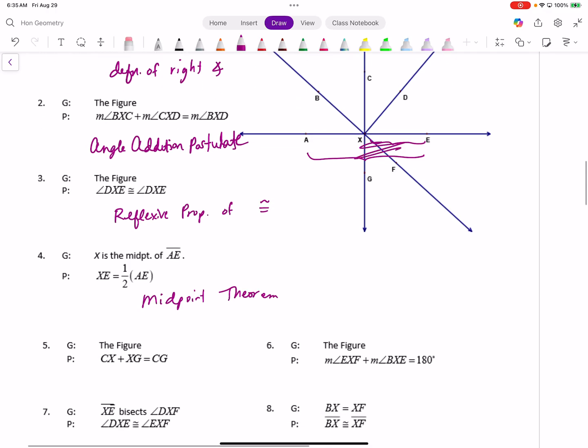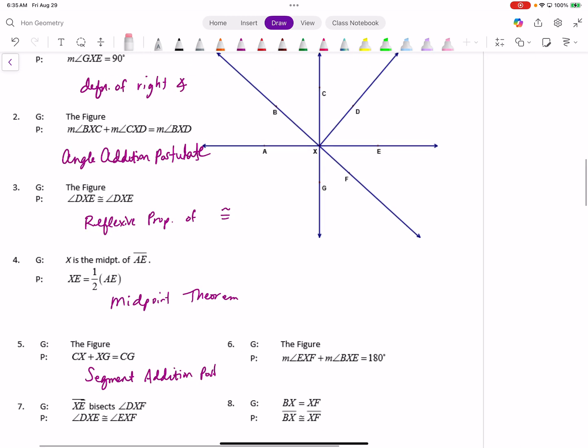All right, same thing. Look at the figure. CX, where's that? Okay, so this segment length added to this segment length makes this segment length. That's the segment addition postulate. Right. Look at the figure again. Angle EXF. Okay, so this angle BXE. So why do those two measures add up to 180 degrees? Because that's the linear pair postulate.